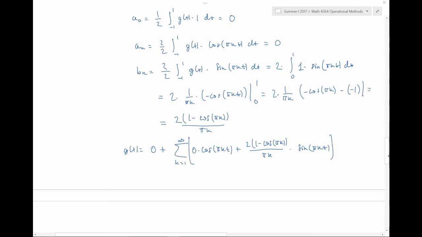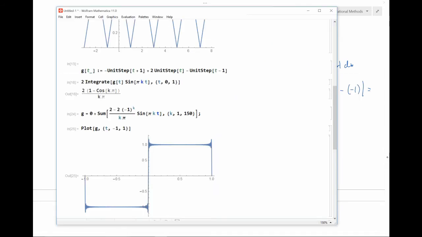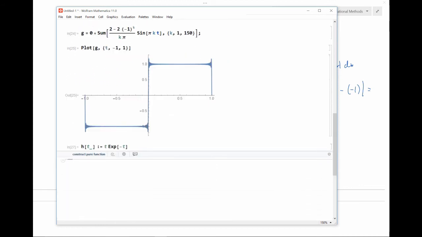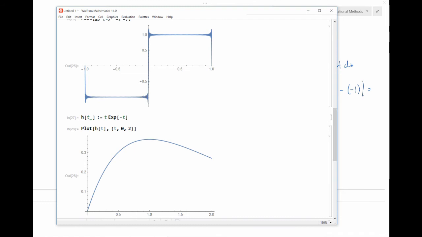We can compute Fourier series for many functions. So let me demonstrate how it can be done for just a random function. Let me define a function h that is t e to the minus t, and assume that this function lives in the space from 0 to 2. So let's compute the Fourier series for this function.